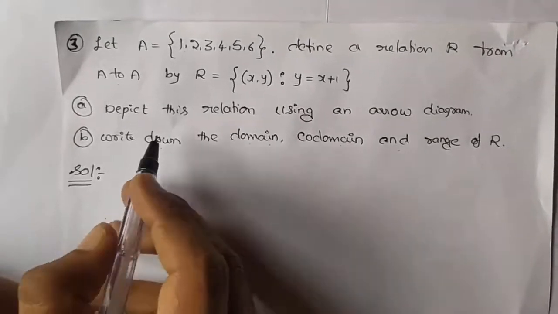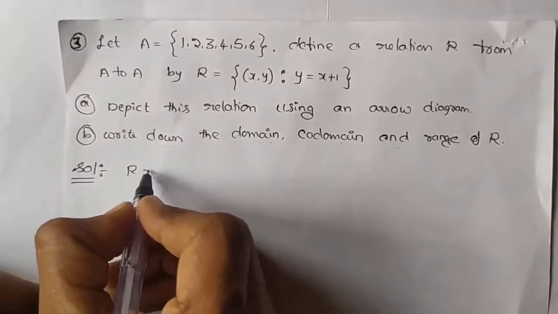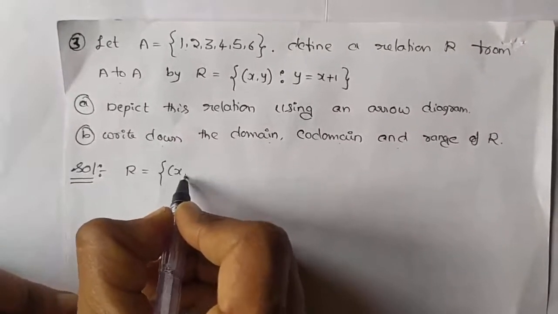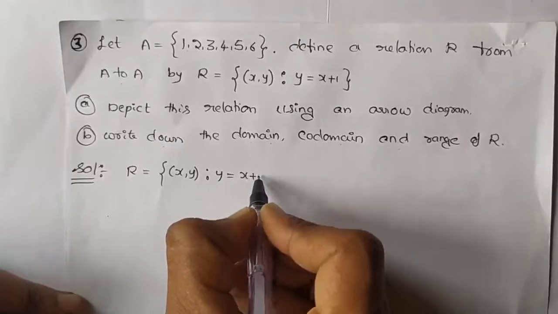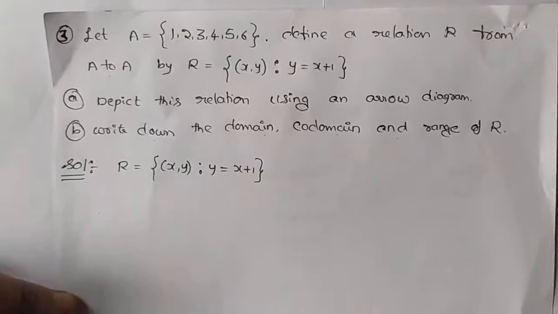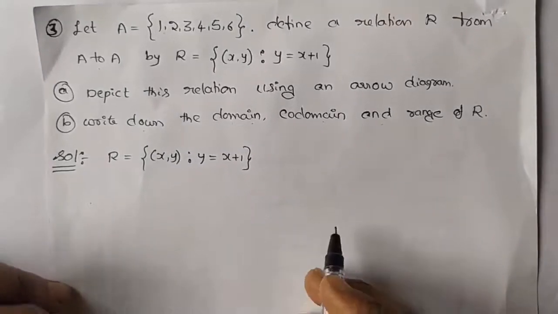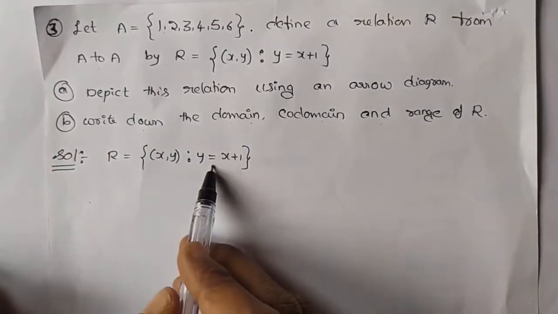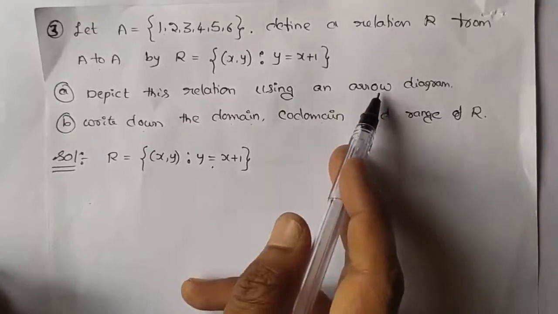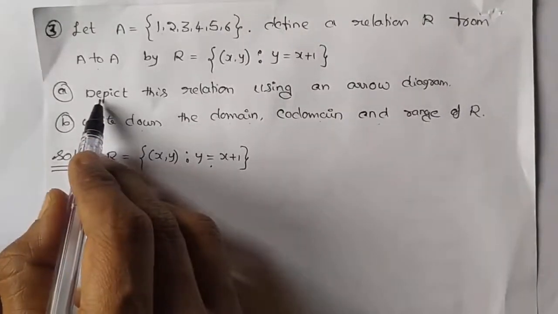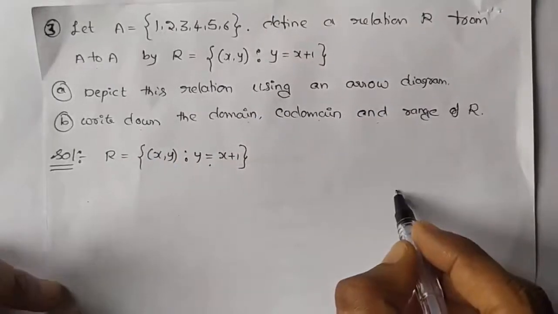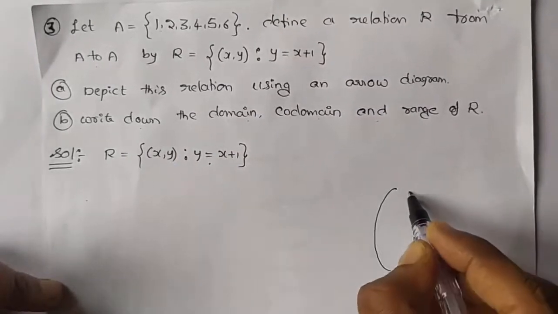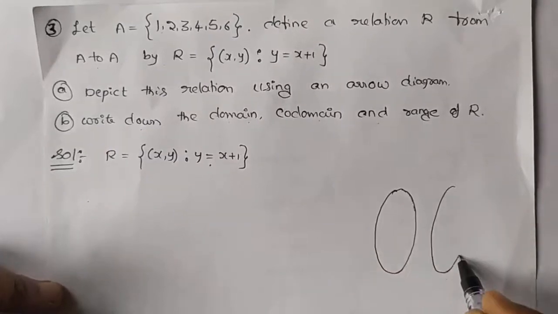First, write down the given relation R equals {(x, y) such that y equals x plus 1}. First, let us represent this relation in an arrow diagram. The first sub question is to represent this relation in an arrow diagram.